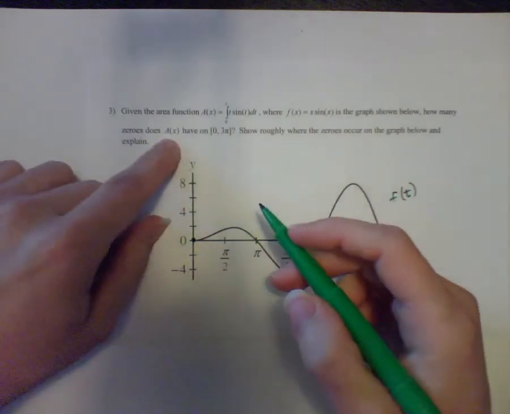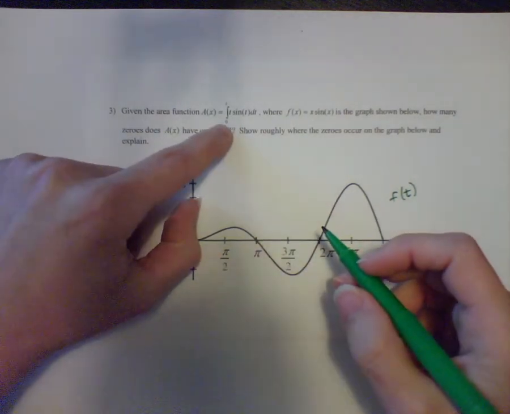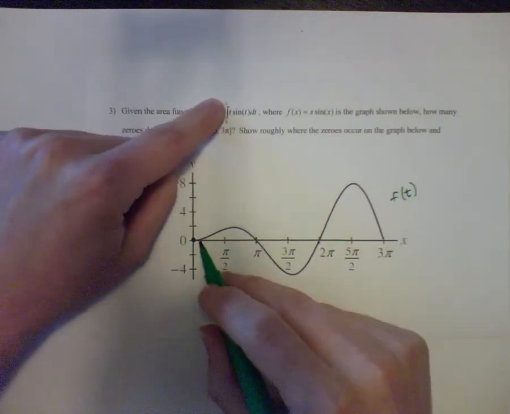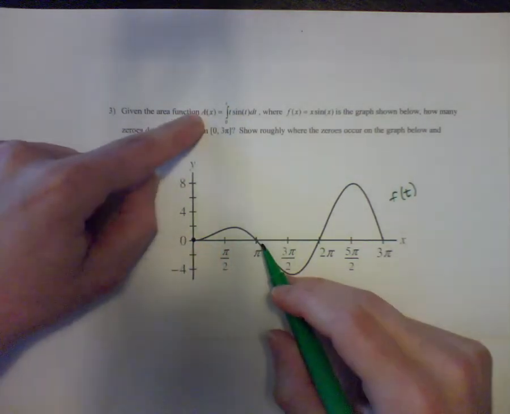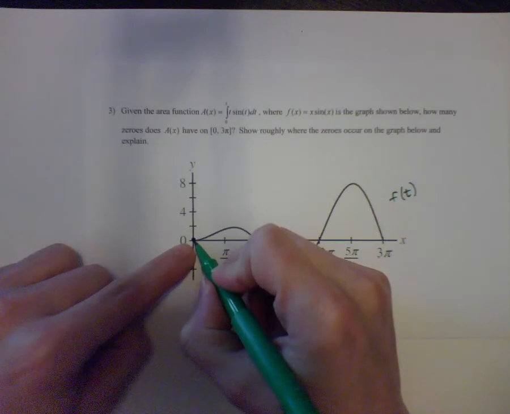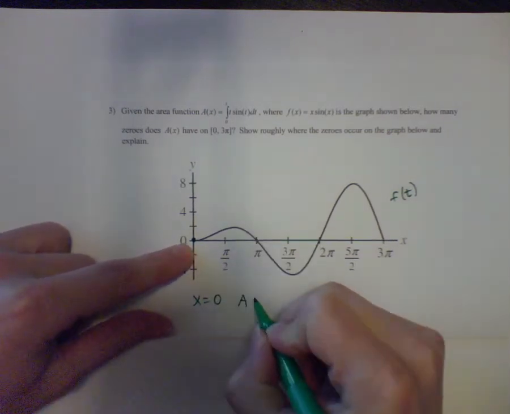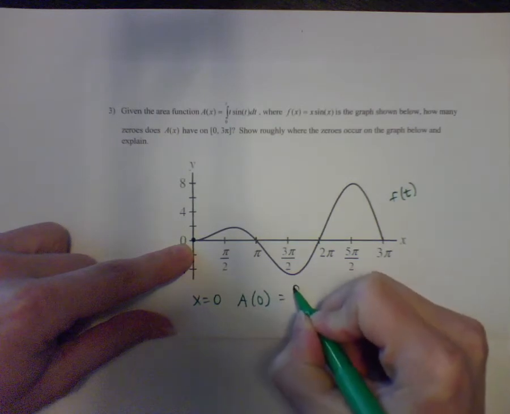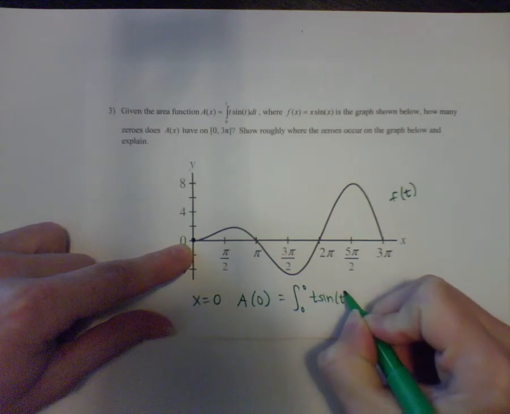So let's think about what this actually is asking. How many zeros are there? Well, since this is our area function, it starts at 0 and it ends at x, I want to know basically what x values create an area of 0. So notice right off the bat, 0 is one of them, x equals 0, because if I find A of 0, I'd have the integral from 0 to 0 of t sine t.